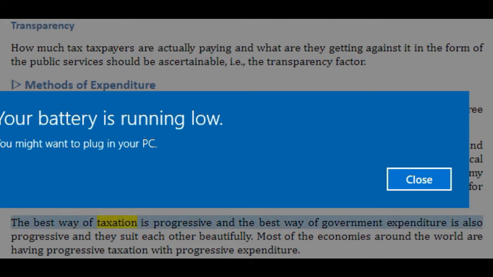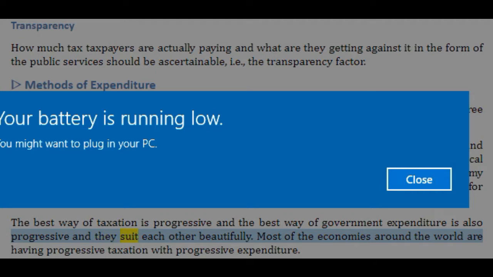The best way of taxation is progressive, and the best way of government expenditure is also progressive, and they suit each other beautifully. Most of the economies around the world are having progressive taxation with progressive expenditure.